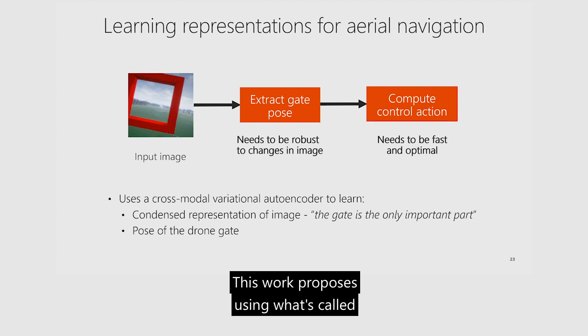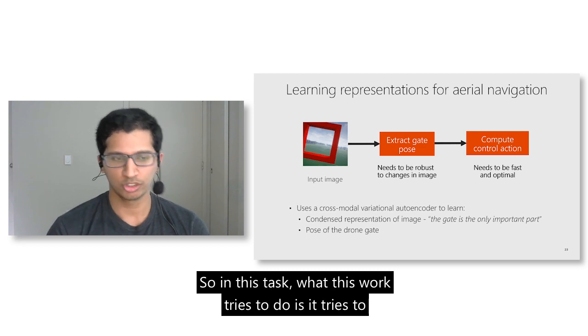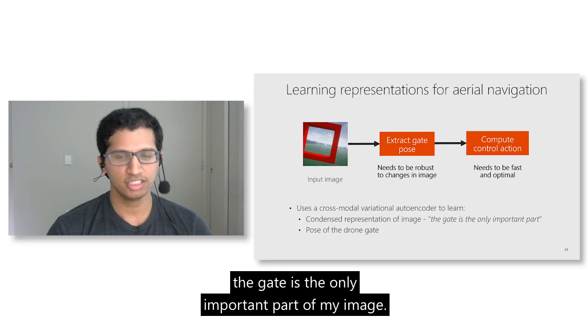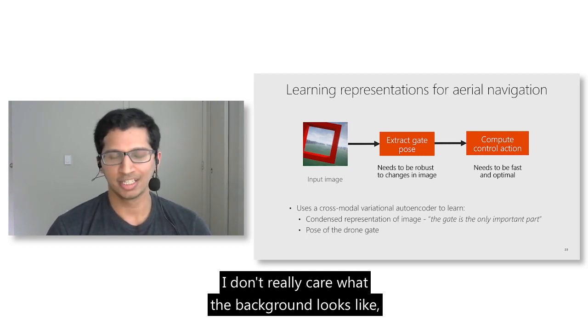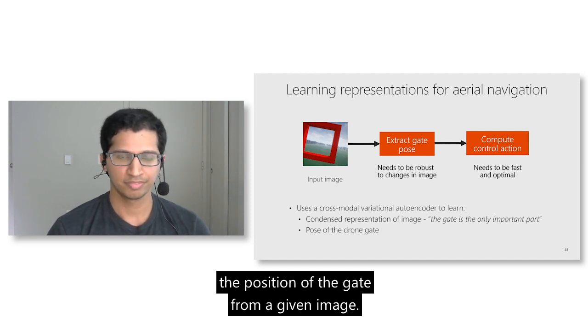So this work proposes using what's called a cross-modal variational autoencoder. A variational autoencoder is a generative model which basically tries to learn a compressed representation of any given image. In this task, what this work tries to do is enforce the constraint that the gate is the only important part of my image. I don't really care what the background looks like as long as I can infer the position of the gate from a given image.